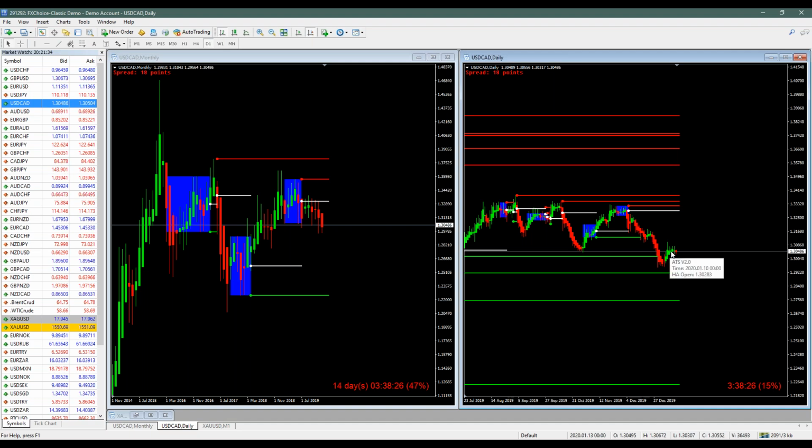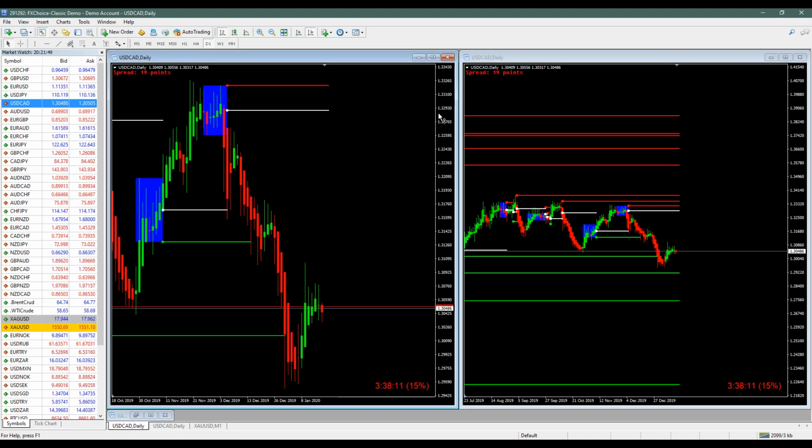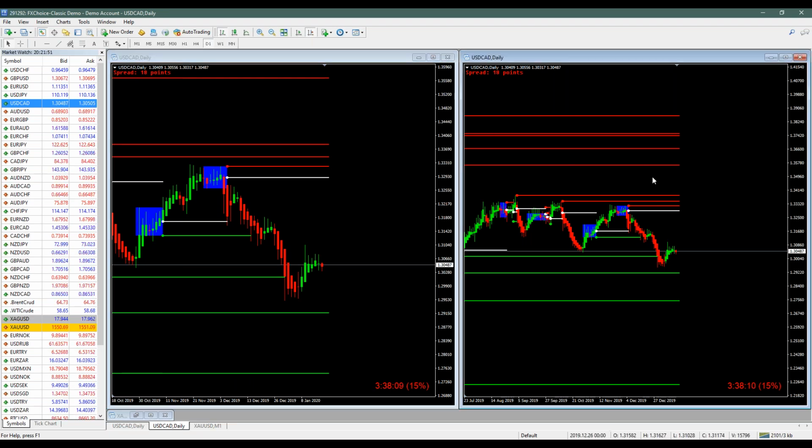I don't see a great entry on the daily or anything. I would definitely wait if you're going to swing trade into the monthly. I wait for some new architecture down in this range. But that being said, let me change this to the daily here. Okay. Let me see here. So change that to the daily, and then we're going to change this to the 1 hour.